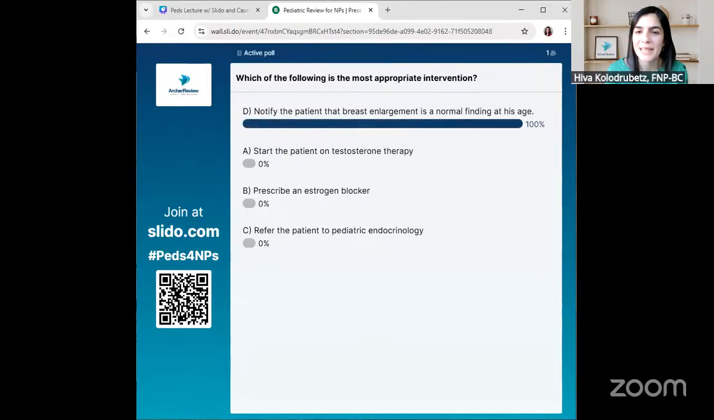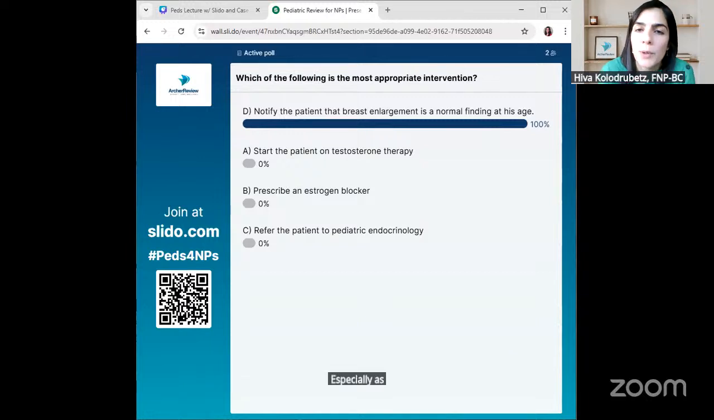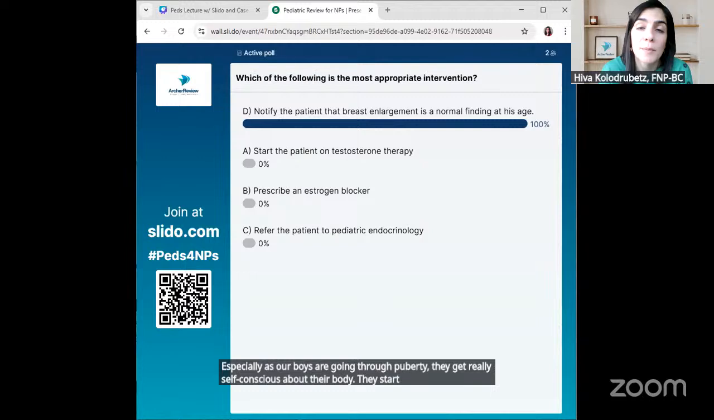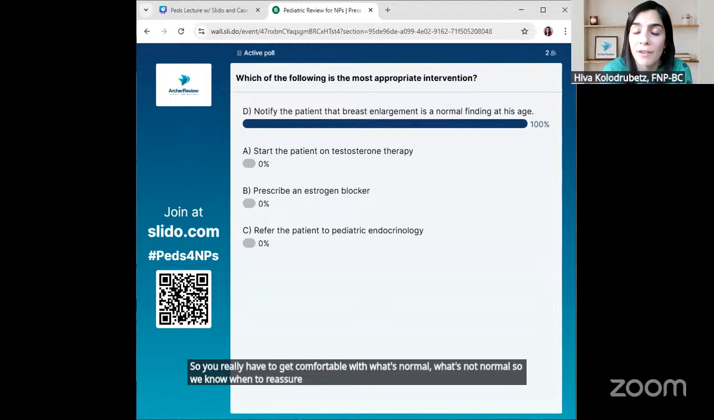I know this one can be really tricky, and this is a really common one that comes in, especially as our boys are going through puberty. They get really self-conscious about their body. They start comparing themselves to their peers, both in our females and males. So you really have to get comfortable with what's normal, what's not normal, so we know when to reassure and when to raise our red flags.